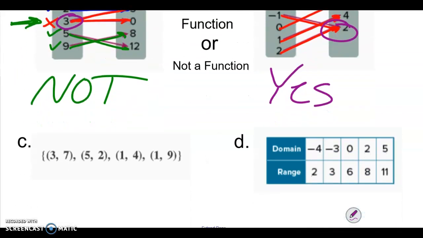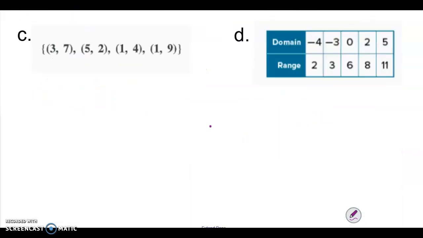Okay? Down here, you're looking at the same type of thing. You're just paying attention to what those x's are doing. I have a 3 that's paired with a 7. I don't see any other 3. Really, you could make a mapping diagram for these different types of examples. To me, the mapping diagram is the easiest to see. So I've got a 3, a 5, and a 1.